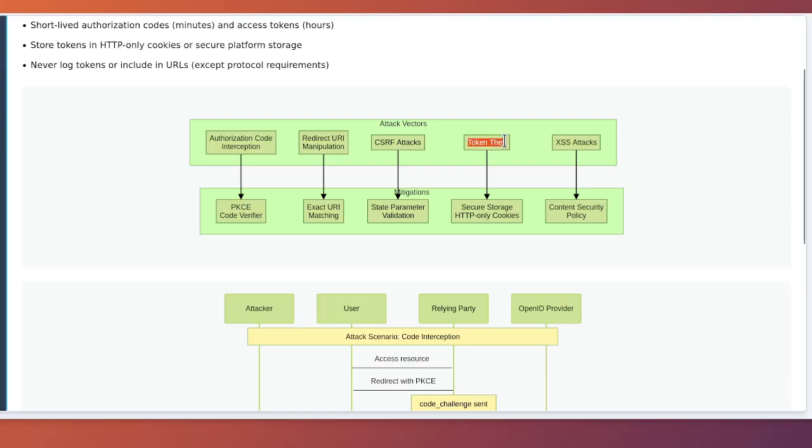Token theft can occur through various vectors including cross-site scripting attacks, browser history, logs, or compromised storage. Defense in depth is essential. Store tokens securely, preferably in HTTP-only cookies that JavaScript cannot access, or in secure storage mechanisms provided by the platform for native applications. Never log tokens or include them in URLs except where absolutely required by the protocol. Implement content security policies to mitigate XSS risks. Use short-lived access tokens to minimize the impact if they are stolen.